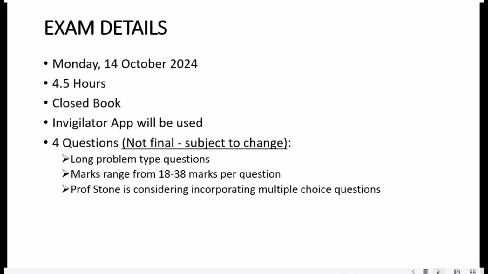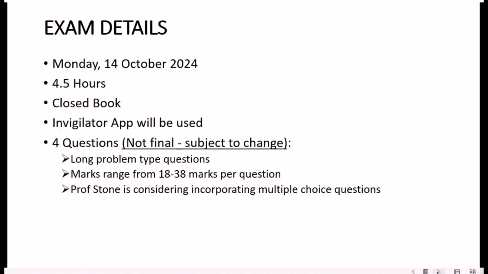And in terms of that, there are going to be 4 questions. This is not final. It may be subject to change, so don't take this as the final indication of what is going to be in the paper. But she did state that at this stage, there's 4 questions, and it's long problem type questions.